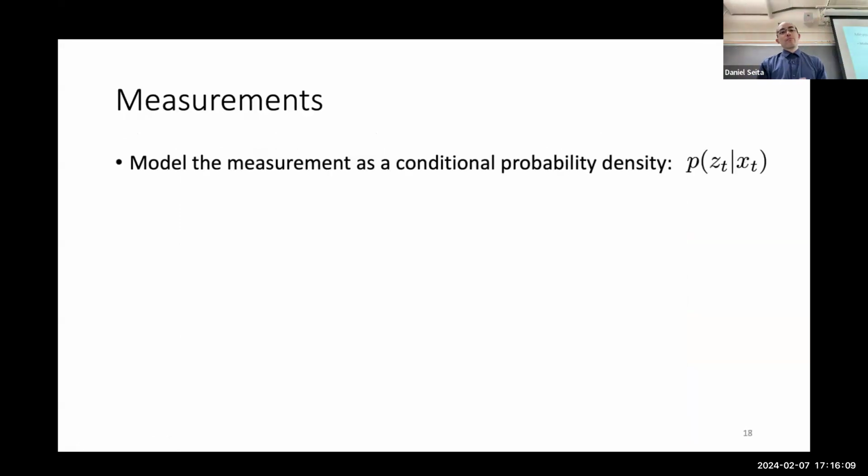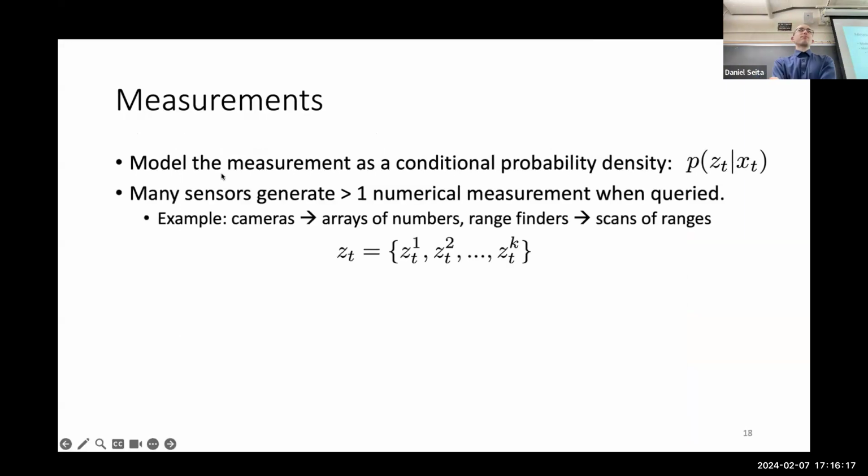All right. So we're going to model the measurement as a conditional probability density here. Now, in practice, when you're dealing with a sensor, you're not going to get one bit of information, but a huge amount of data. If you have a camera, you're going to get an array of numbers. If you have a rangefinder, you're going to get scans of ranges. And if you have a tactile sensor, you're going to get a big data structure that stores the information from the tactile sensor. So, notationally, just think of VT as all these different T1, T2, and so on.